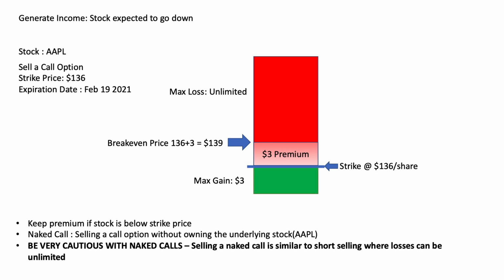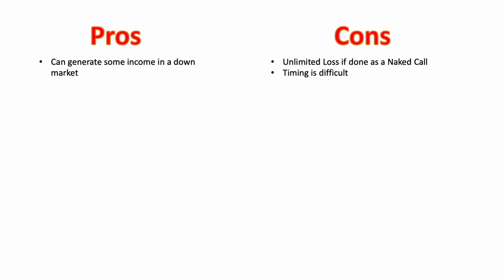A naked call is selling a call without owning the underlying stock, which in this case is Apple. Selling what's known as a naked call is extremely dangerous, and you have to be very cautious when doing so. This is very similar to short selling, where your loss is unlimited, where the stock price keeps moving up, but you would have to buy the stock at the higher price and sell it at the lower strike price. The biggest pro of this method is that this could generate some income in a down market. In my opinion, the cons of a naked call far outweigh the pro. You have an unlimited loss when it's done as a naked call, and timing is very difficult.